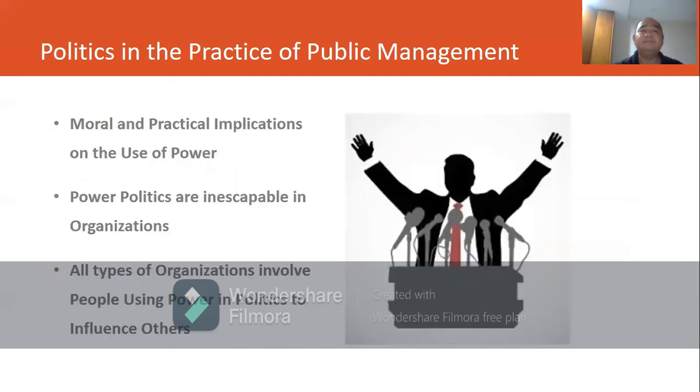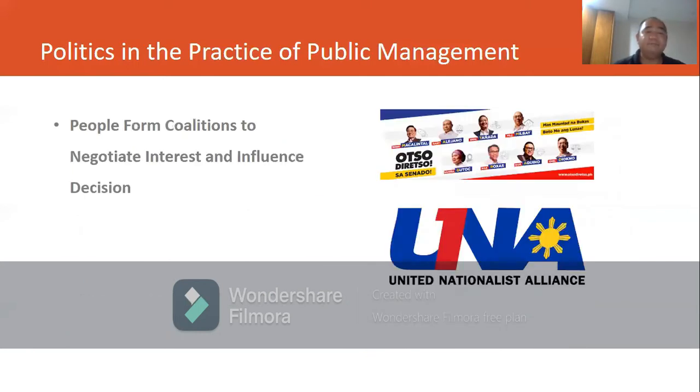Now, moving forward, politics in the practice of public management, there are moral and practical implications on the use of power. Power politics are inescapable in organizations, may they be private or public. There is still the presence of politics. All types of organizations involve people using power in politics to influence others. Now, people form coalitions in order to be stronger, to negotiate interests and influence decisions.